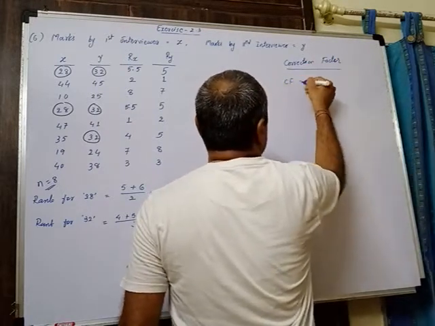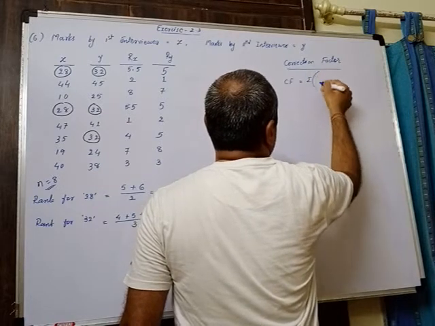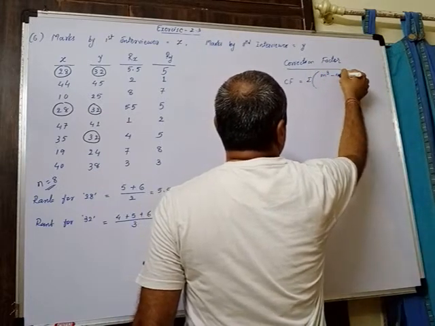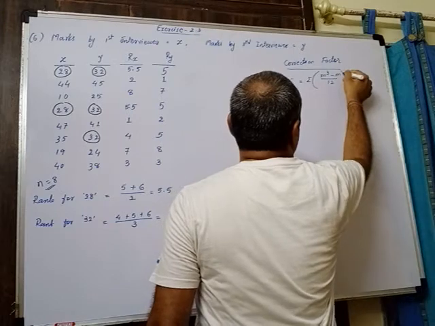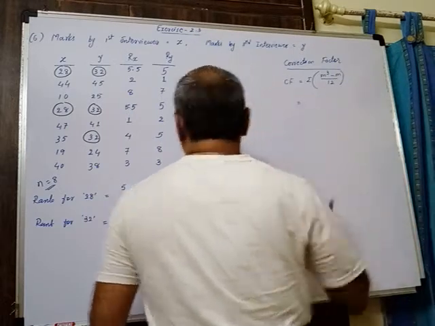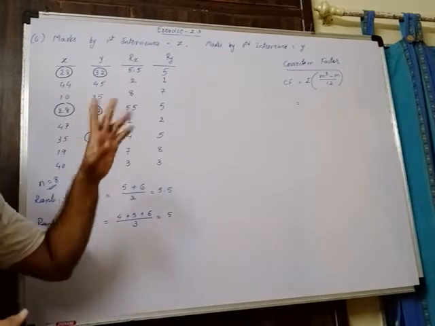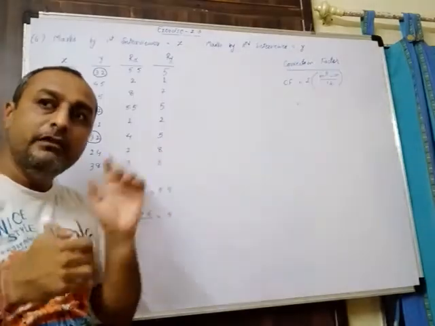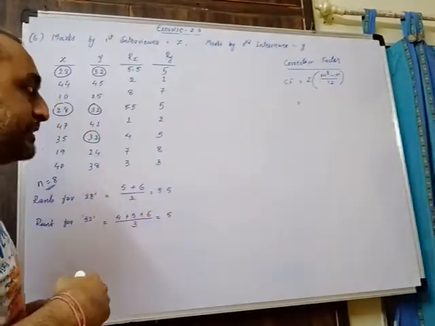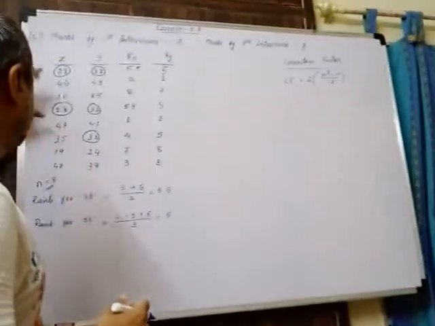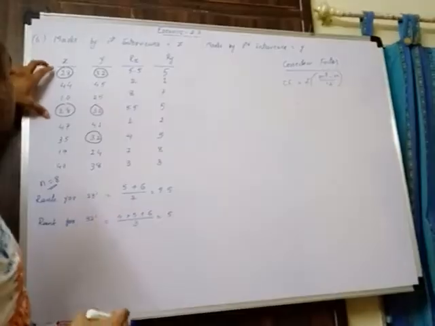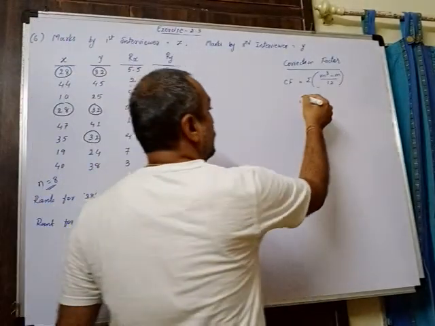CF is equal to the sum of (m cube minus m) divided by 12. Now there are two observations which are repeated. So we will find the CF for each, and their addition will be our CF, the correction factor applicable in our formula. First we'll calculate CF for 28. 28 is repeated twice only, so m is equal to 2.